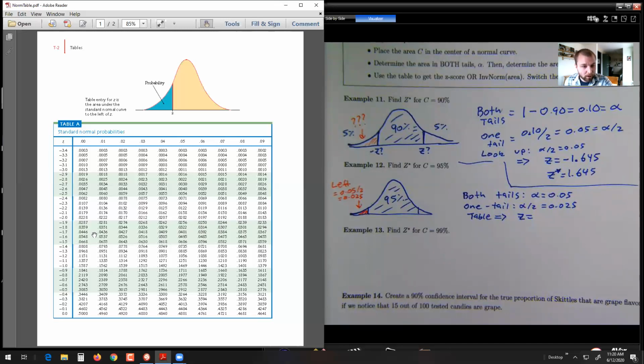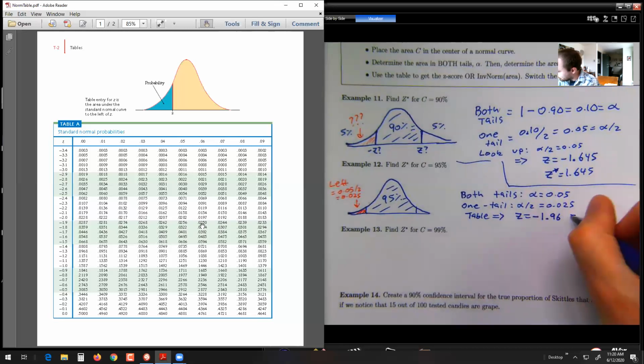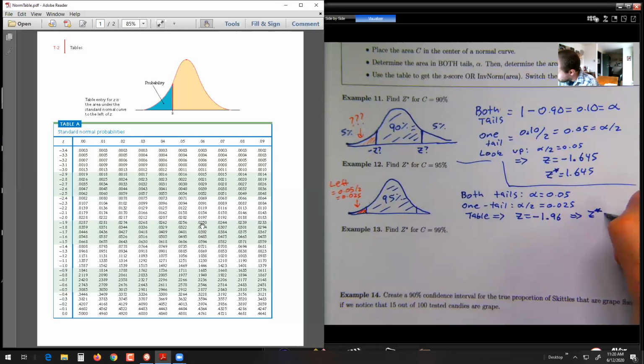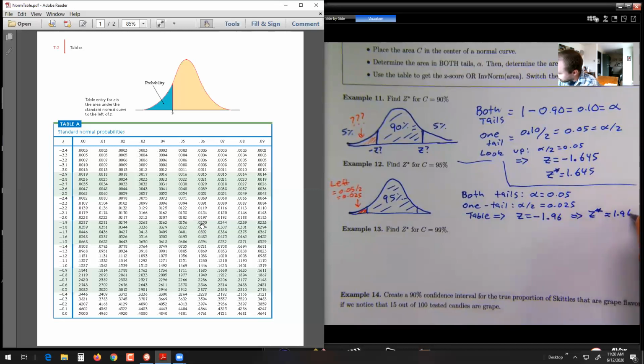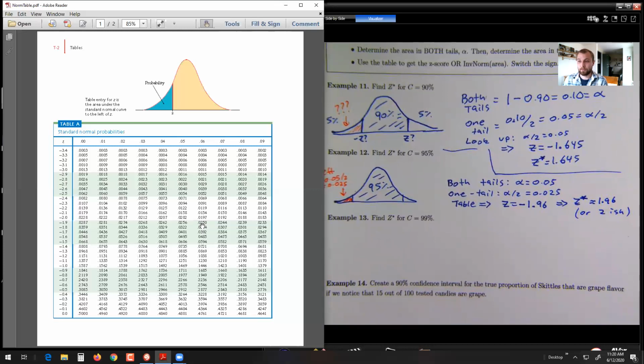This is in the negative 1.9 row. This is in the 6th column. It looks like I have a z-score of negative 1.96. So this tells me that my z-star for 95% is approximately 1.96, or as we saw earlier, 2-ish if you're using that 68, 95, 99.7 rule. So if you want to be even more accurate than our earlier estimates, you can use this table to find the most accurate z-score you possibly can, at least up to 2 decimal spots.